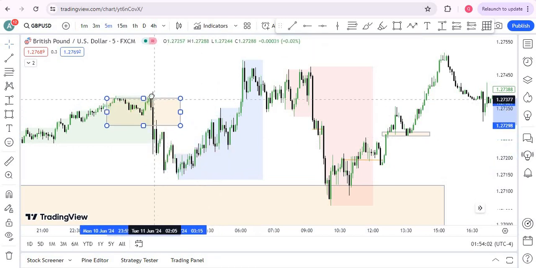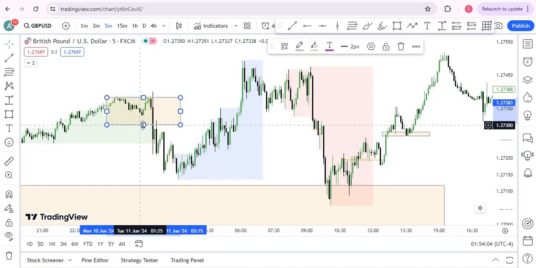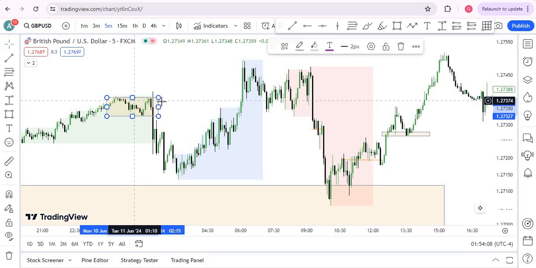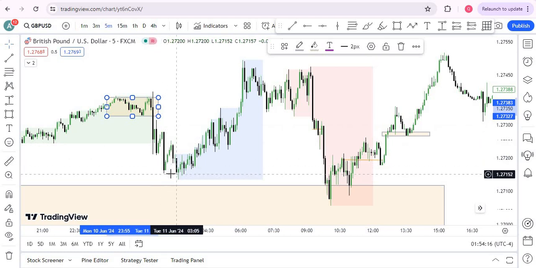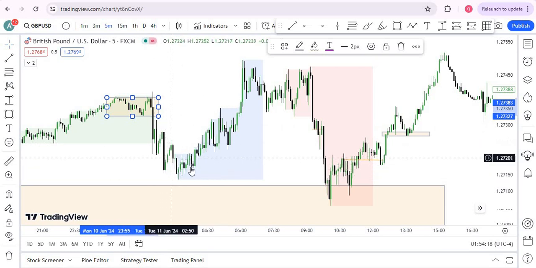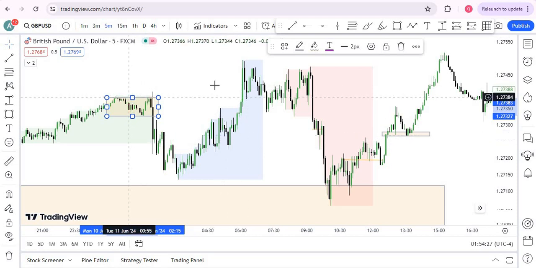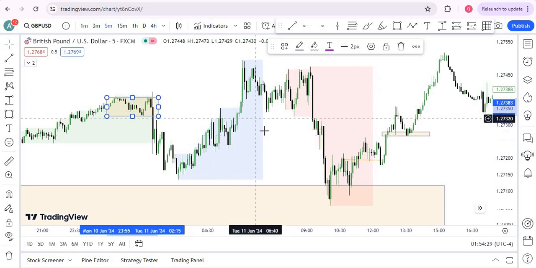Another buy model: consolidate, leave this fair value gap, first stage of accumulation in the POI, smart money reversal, a low risk buy, upside order block, first stage of distribution, and your upside liquidity.